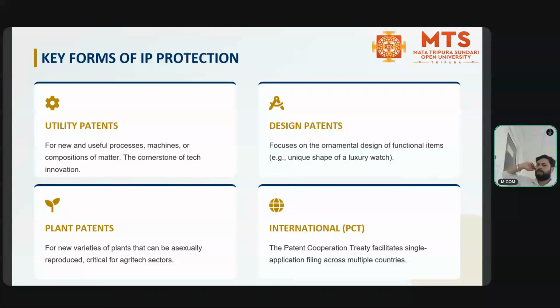The Patent Cooperation Treaty facilitates single application filing across multiple countries. Means if your invention has not yet been launched in any specific country, then you can directly apply under this kind of pact, which enables a patentee to apply in different countries.